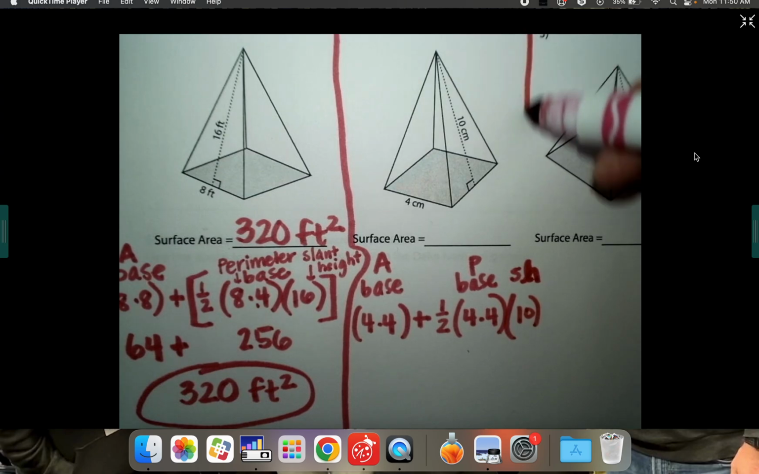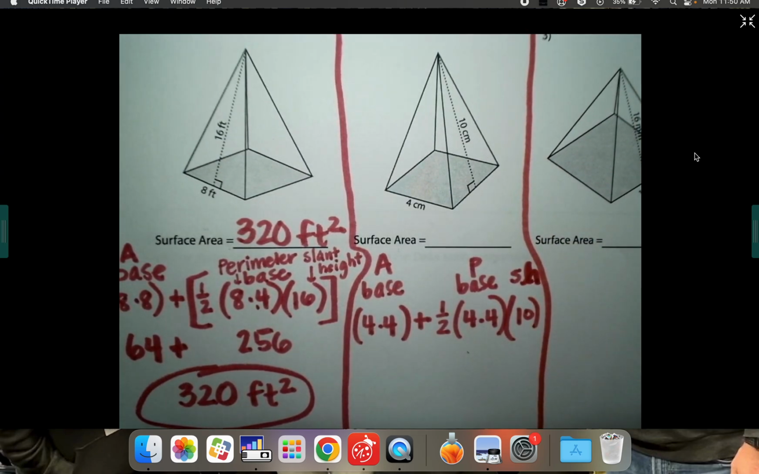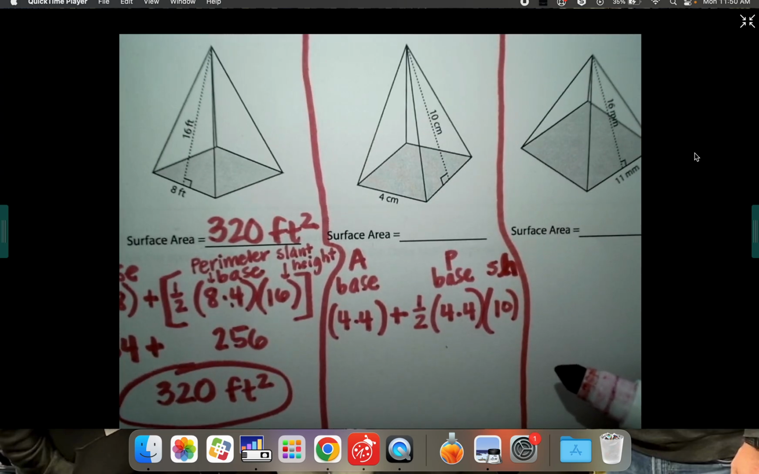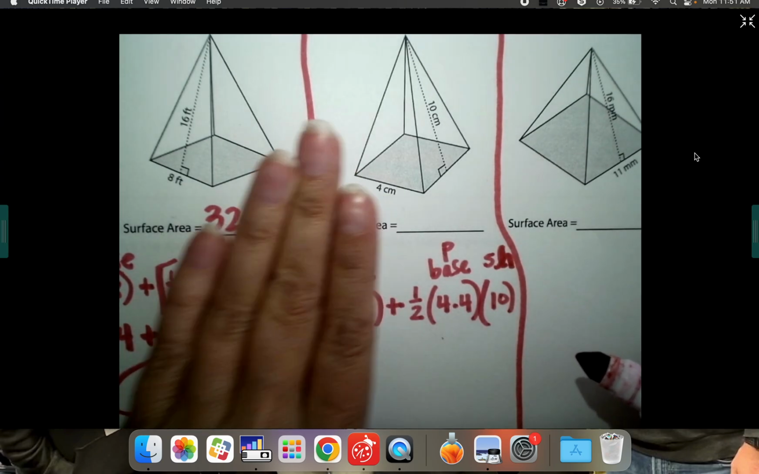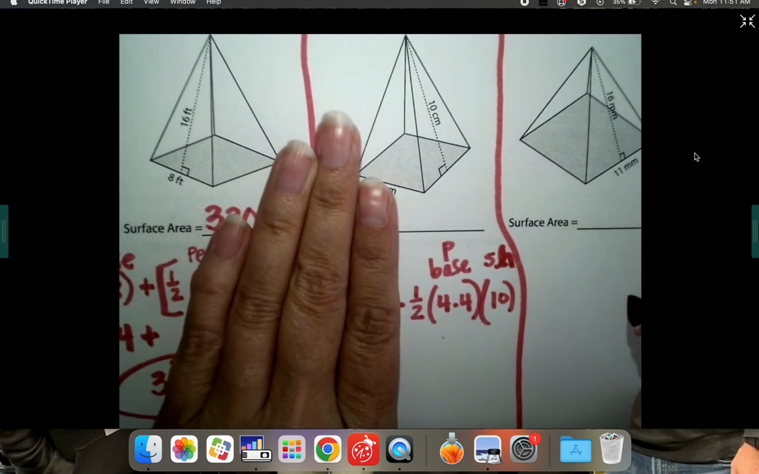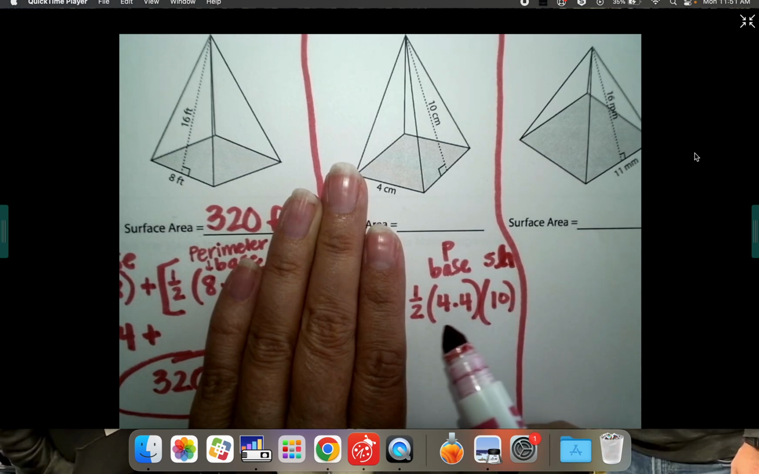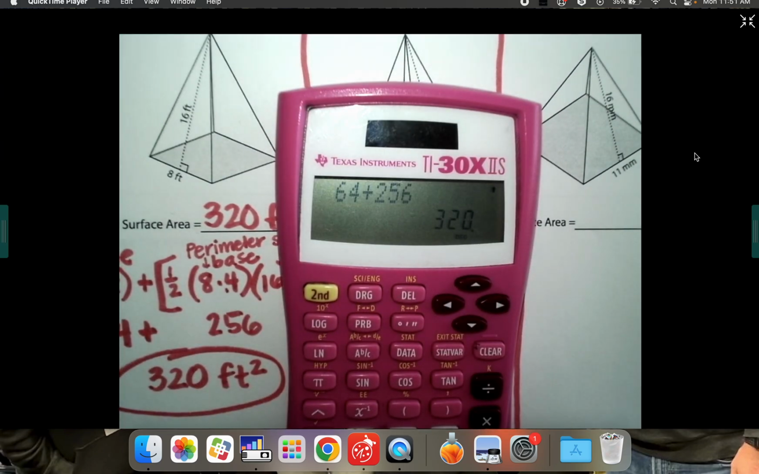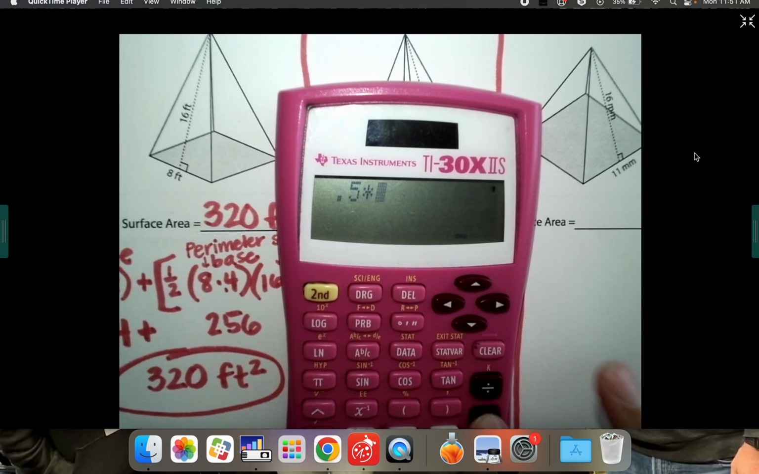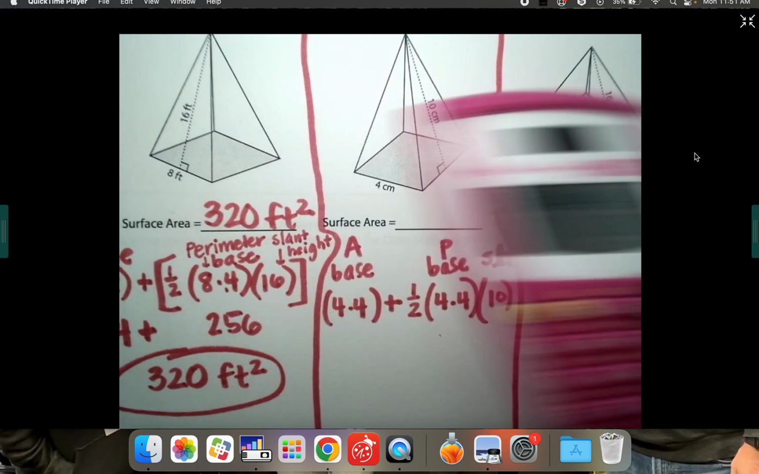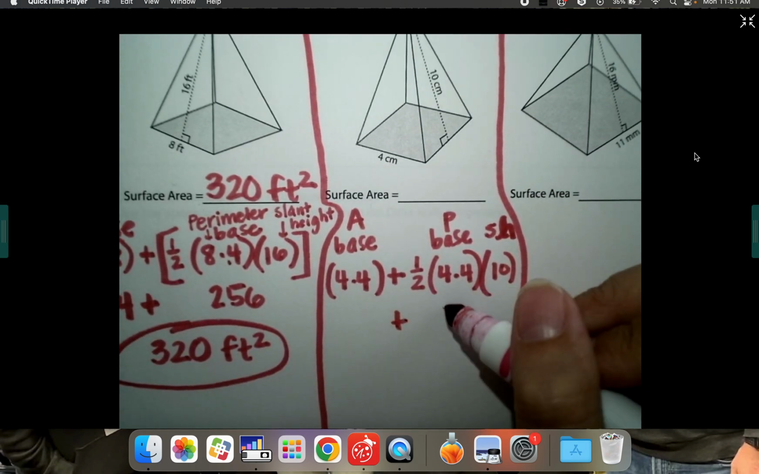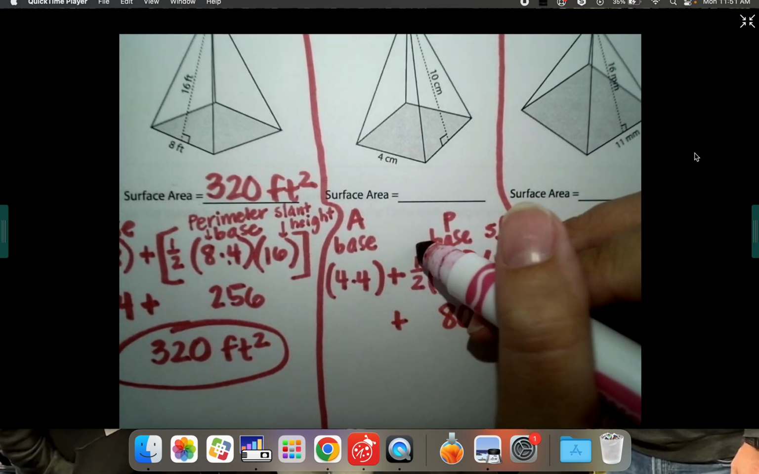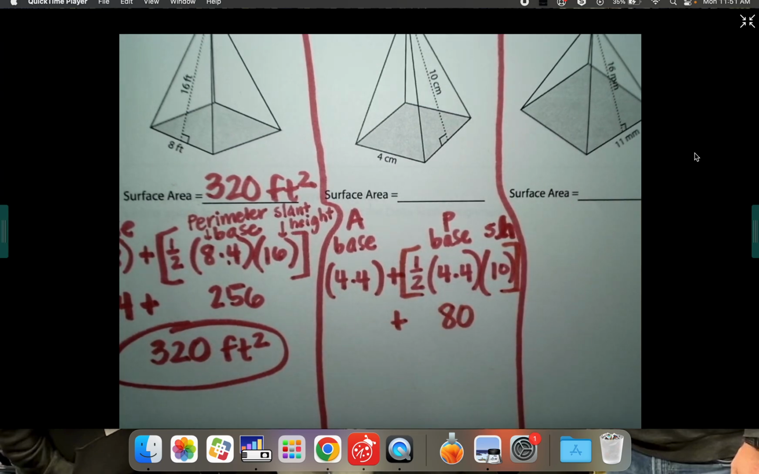Okay, and I got into the next area too. Oops, there we go. Okay, let's remember to do order of operations. So I'm going to not do the adding part first. We're going to come back and add later. So I'm going to do half times 4 times 4 times 10. So half, which is 0.5, times 4 times 4 times 10. That is 80. So this whole part over here is 80.